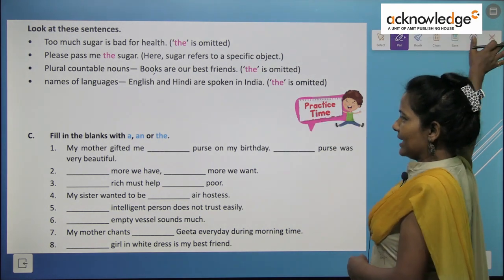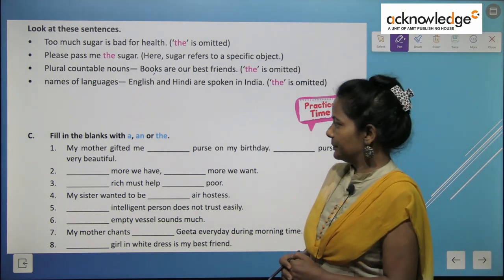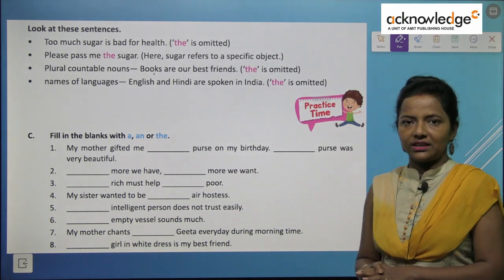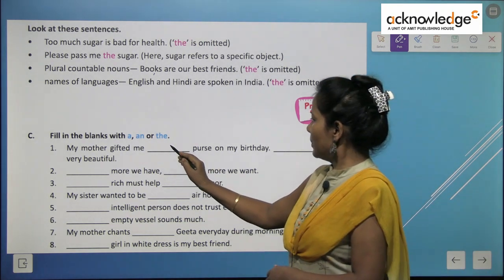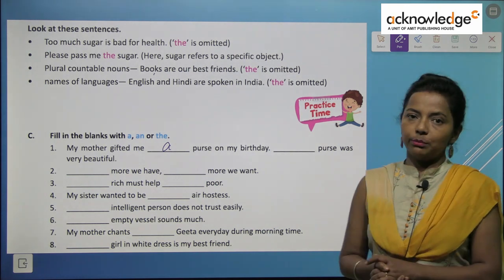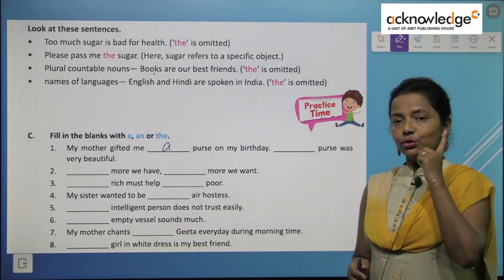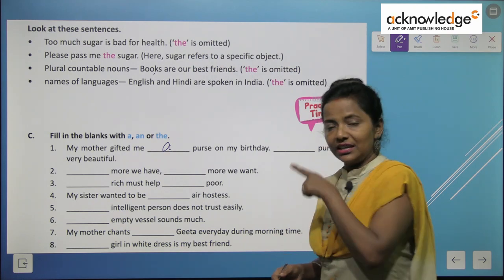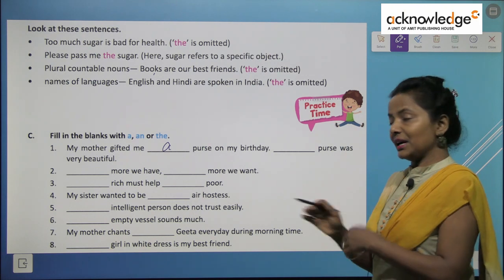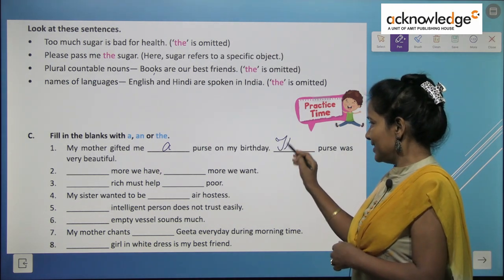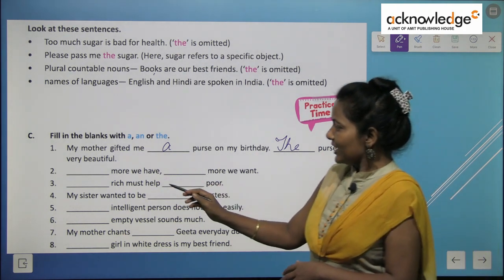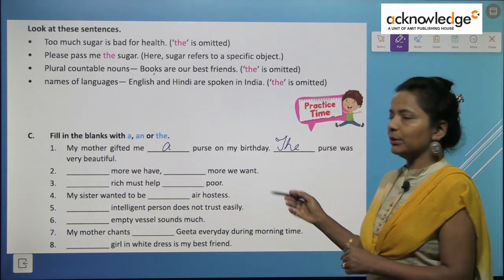Now fill in the blanks with a, an or the. My mother gifted me dash purse on my birthday. My mother gifted me a purse on my birthday. Dash purse was very beautiful. Now we are telling about a definite purse. कौन सा पर्स? जो मेरी मदर ने मुझे बर्थडे पे दिया, तो उसके लिए हम क्या करेंगे? एक डेफिनेट आर्टिकल क्या होता है? The purse was very beautiful. Dash more we have, dash more we want.